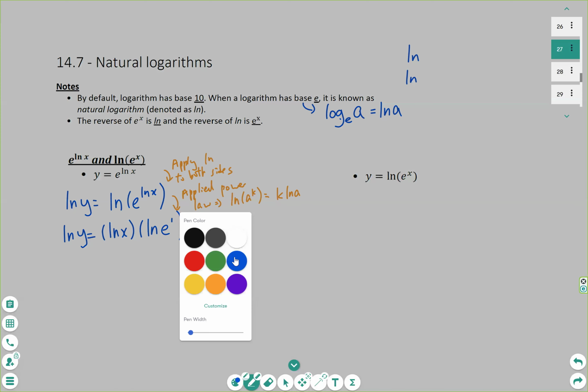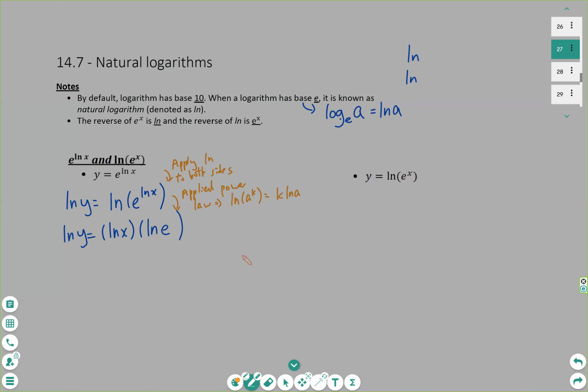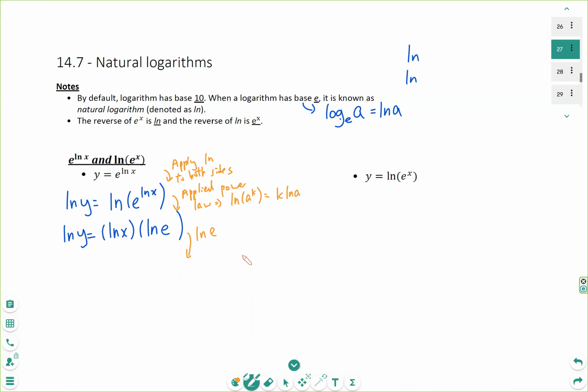So that's what we've done: we have taken the power down to put ln x in the front. Next, what is ln e? If you put it in a calculator, ln e is the same as log base e of e, which is just 1. Why? If you remember the relationship between the base and the number, we ask what power of the base gives rise to the number in the bracket. e to the power of 1 is e. Therefore, log base e of e is 1.